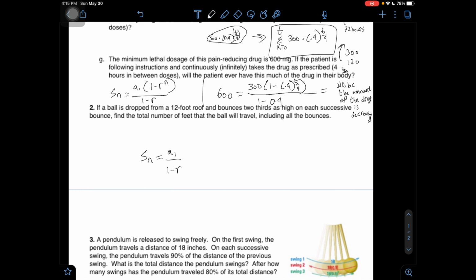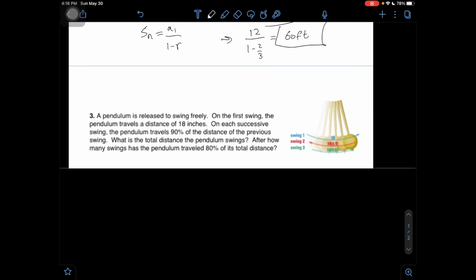We know our a1 is 12 because that's what we start at, so a1 equals 12 feet, and r is going to be the 2/3 as high, so 2 over 3. That's the ratio between our last and our new bounce. So we have r equals 2 over 3. So we have 12 over 1 minus 2 over 3, which gives us 60 feet. And that is our answer. That's the total number of feet the ball will travel, including all the bounces.